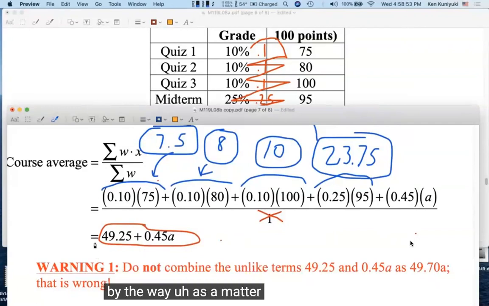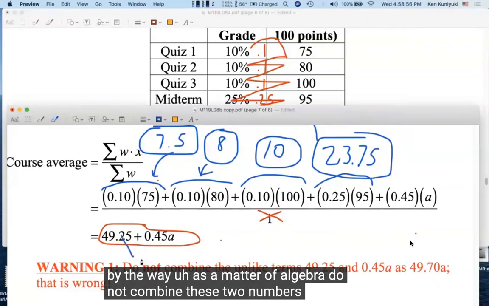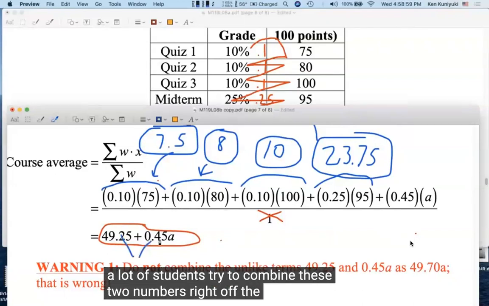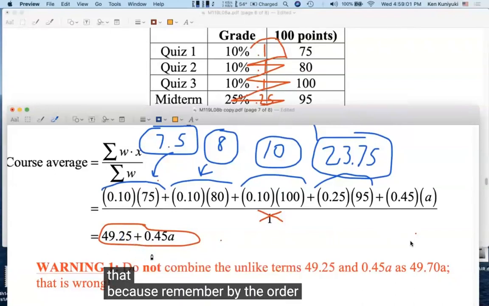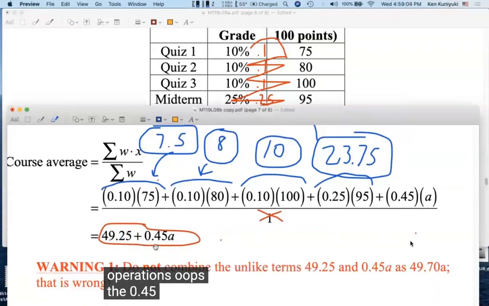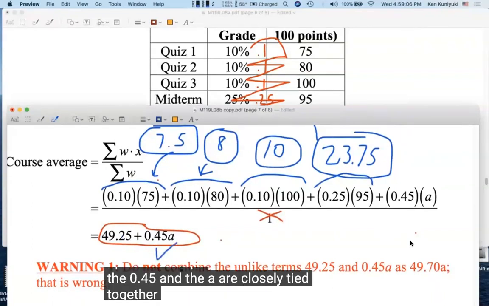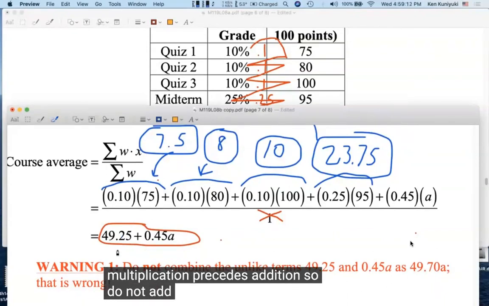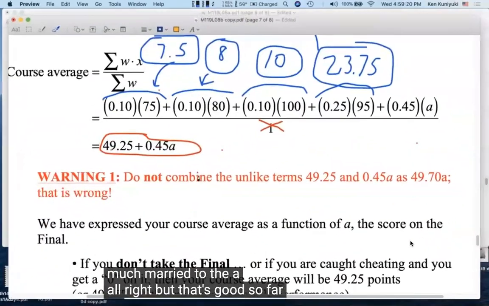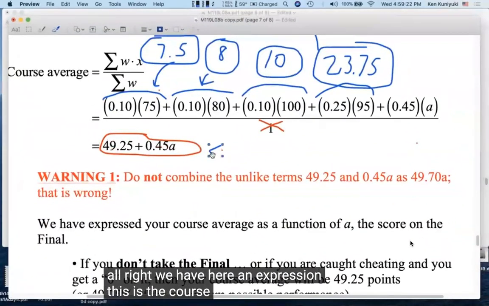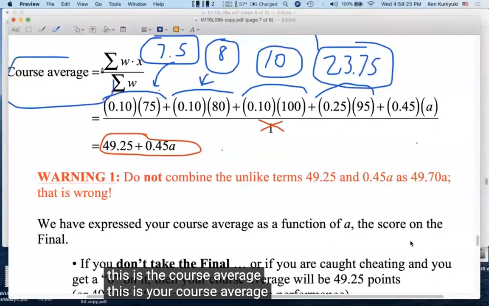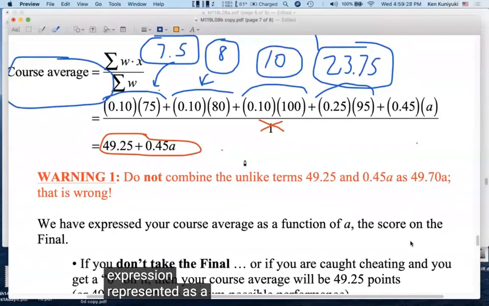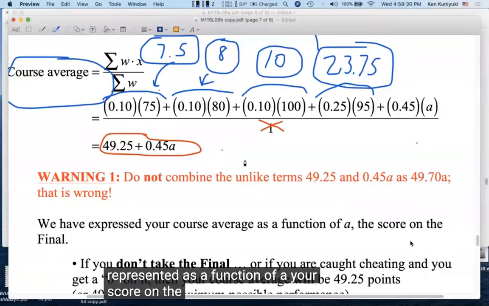By the way, as a matter of algebra, do not combine these two numbers. A lot of students try to combine these two numbers right off the bat. Don't do that. Because remember, by the order of operations, the 0.45 and the A are closely tied together by multiplication. Multiplication precedes addition. So do not add these two. The 0.45 is very much married to the A. All right. But that's good so far. All right, we have here an expression. This is the course average. This is your course average as an expression represented as a function of A, your score on the final, which we don't know yet.